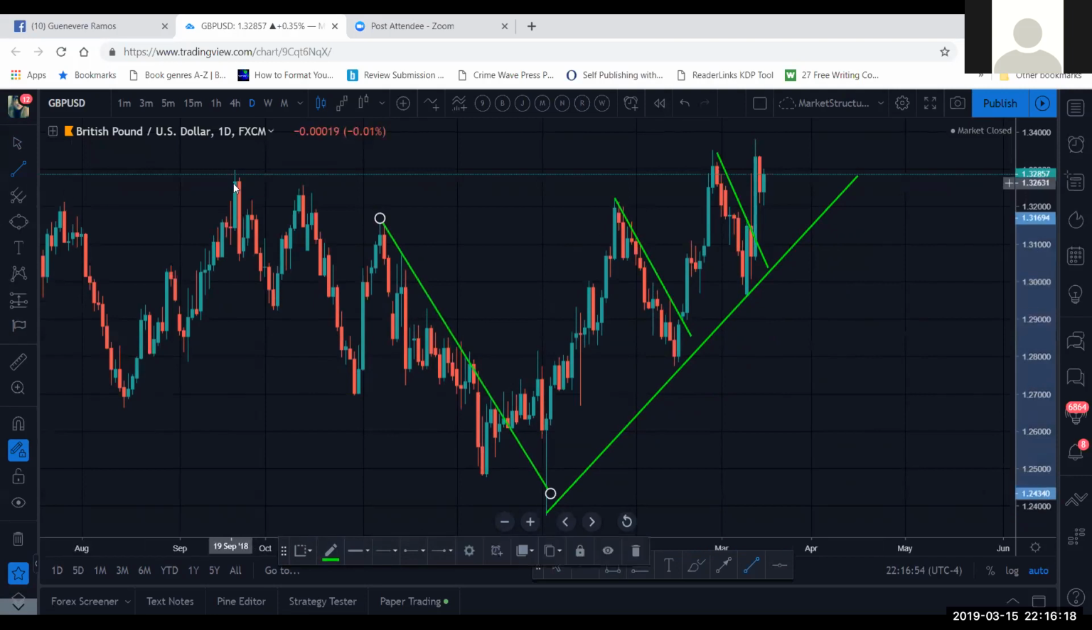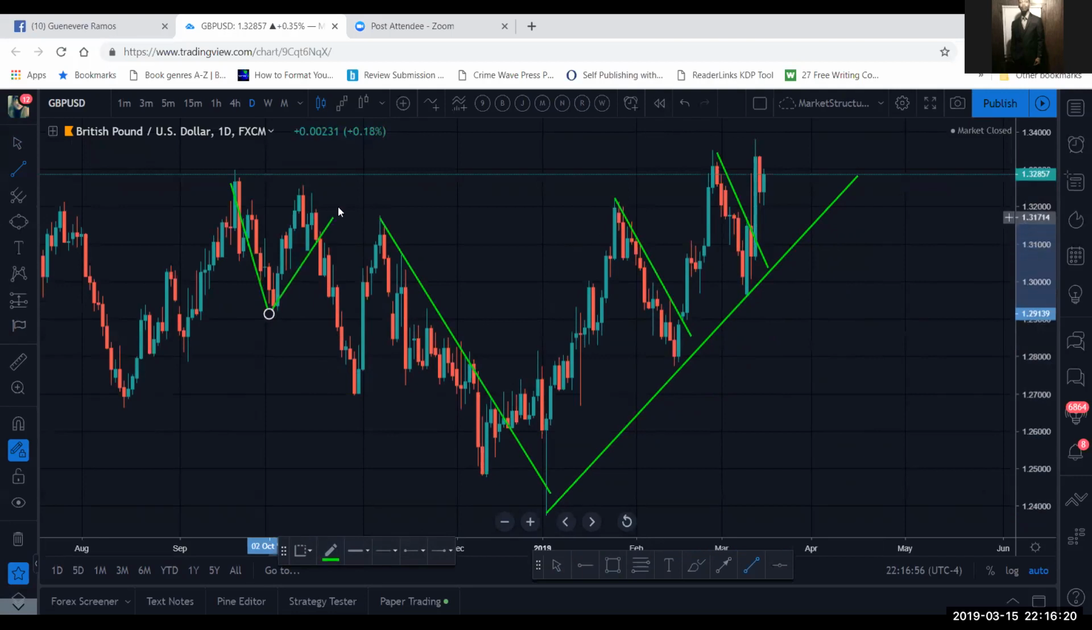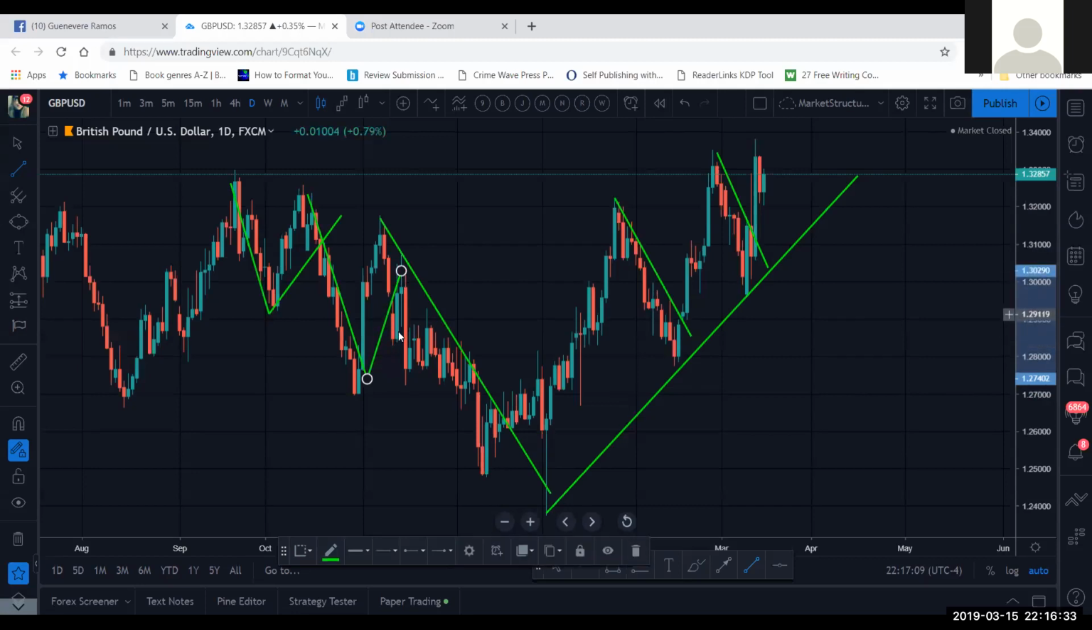So this happened, we got an impulse, a correction, we got a continuation, a correction, and a stronger continuation. If we went to a lower time frame, we would see multiple continuations down. So here we were below the trend line, we were in a seller's market. Here we are above the trend line. We are in a buyer's market.